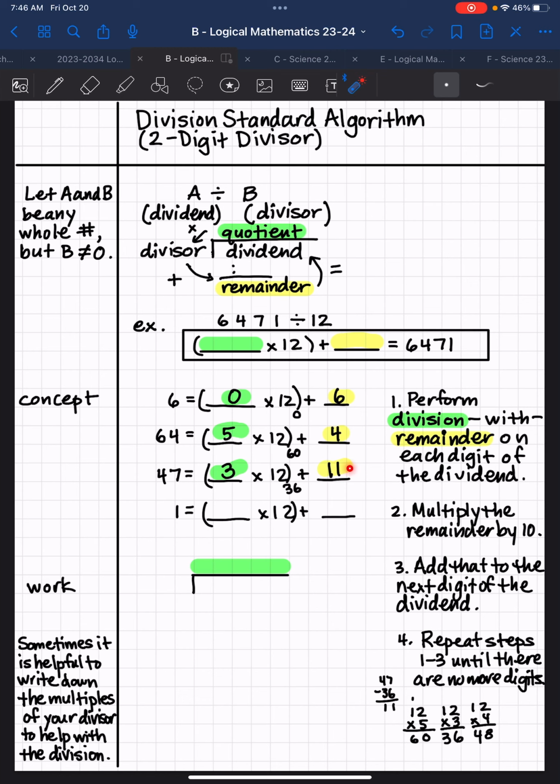Then I multiply 11 by 10, I get 110. I add 110 to the next digit of the dividend, which is 1, and I get 111. So I'm going to put the number 111 right there, okay? Now I start the process all over again, and lucky for me, I'm at my last digit, so I know that I can stop here after I'm done with this step. Okay, now I ask, how many copies of 12, or what's the greatest number of 12s, that won't pass 111?